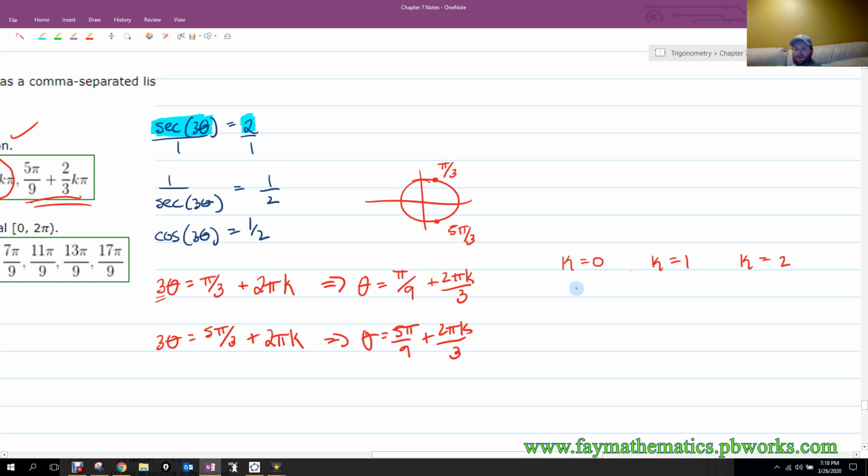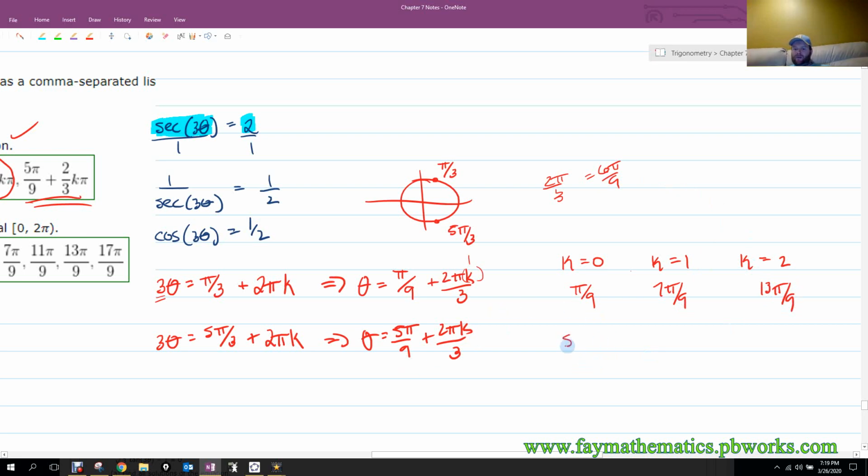So when k is 0, obviously this first one is going to be pi over 9. When k is 1, I'm going to have pi over 9 plus 2 pi over 3, but 2 pi over 3 with a common denominator is 6 pi over 9. So that's what I'm essentially adding each time. That's my common difference. So I add 6 pi over 9 to pi over 9, gives me 7 pi over 9. Add another 6 pi over 9, gives me 13 pi over 9.